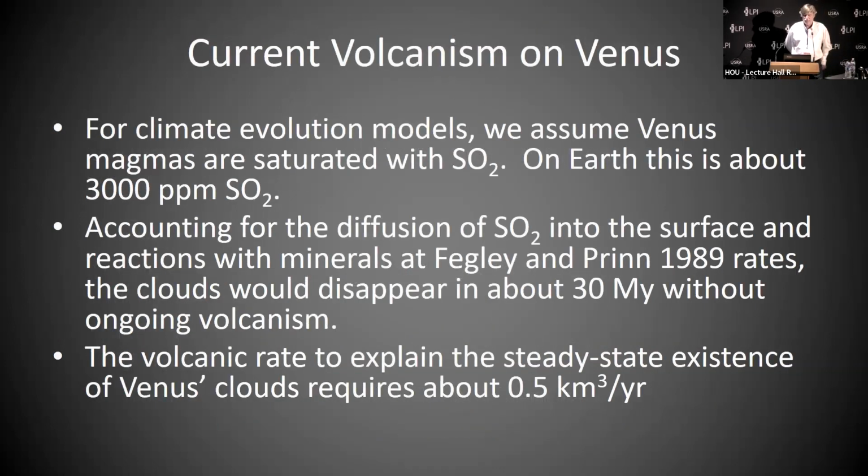Just to talk about the current volcanism issue, for our Venus climate evolution models, we've assumed about 3,000 parts per million SO2, which is roughly the saturation of SO2 in basaltic magmas. However, I would point out that there are much more sulfur-rich eruptions on Earth, like Pinatubo, which result from the magma ascending through sulfate layers. So they're super enriched in sulfur.